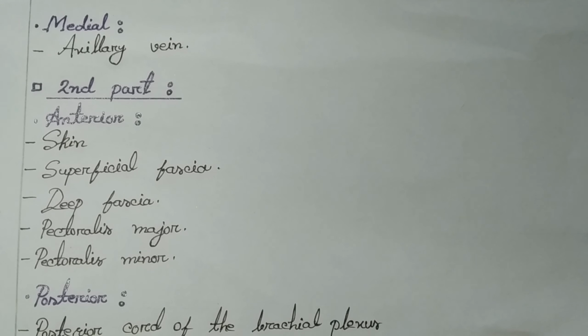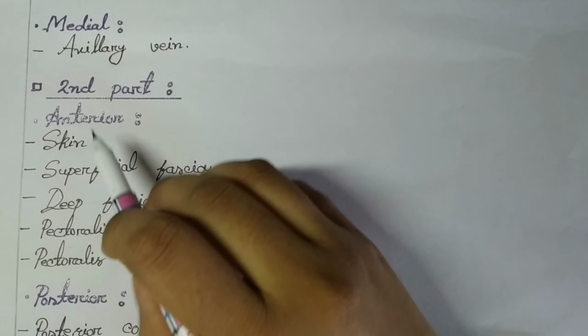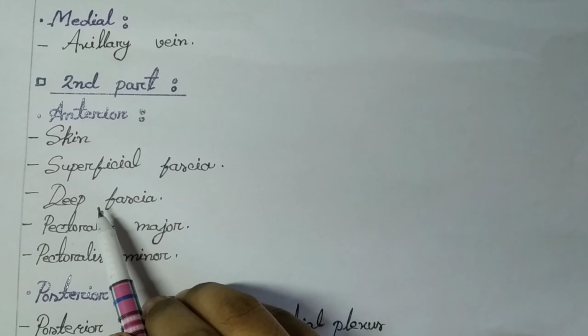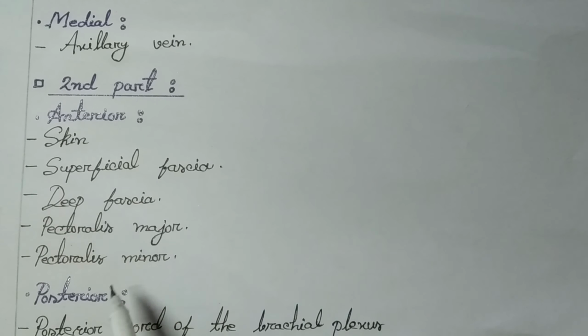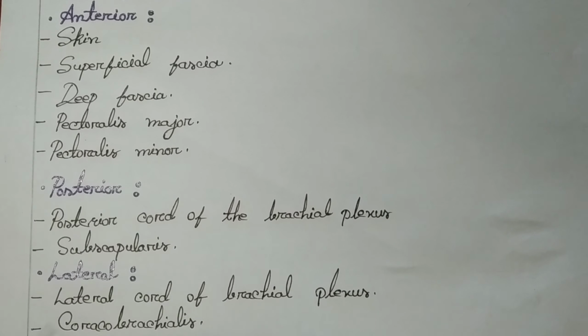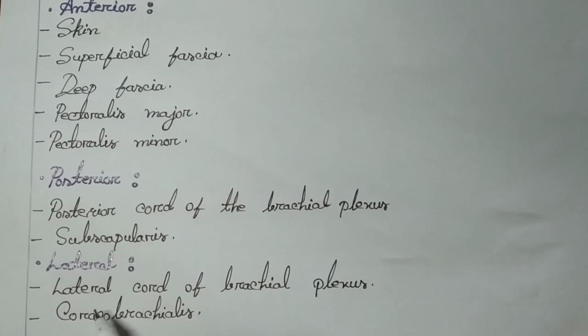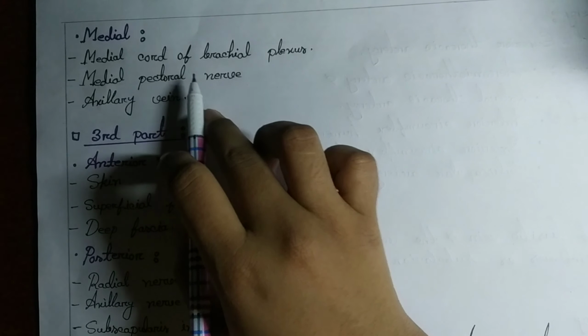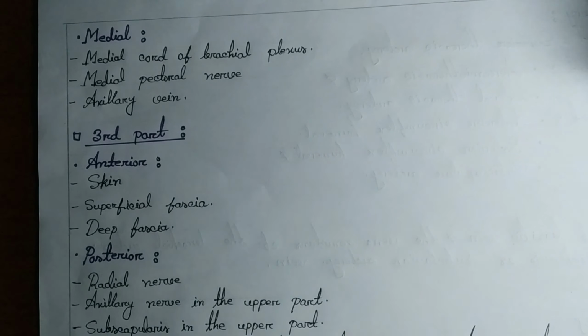Moving on to the relations of the second part of axillary artery. Anteriorly, we have skin, superficial fascia, deep fascia, pectoralis major muscle and pectoralis minor muscle. Posterior relations are posterior cord of the brachial plexus and subscapularis muscle. Laterally, we have lateral cord of brachial plexus and coracobrachialis. Medially, medial cord of brachial plexus, medial pectoral nerve and axillary vein.